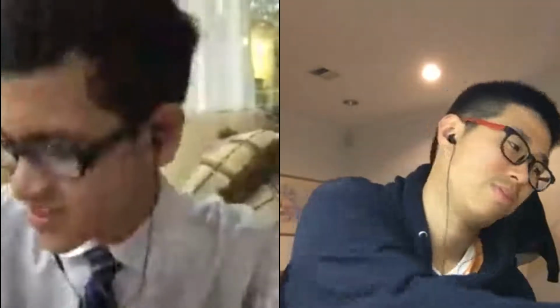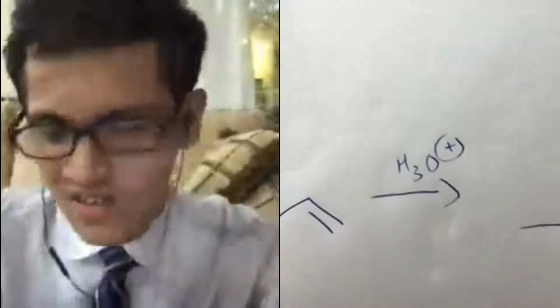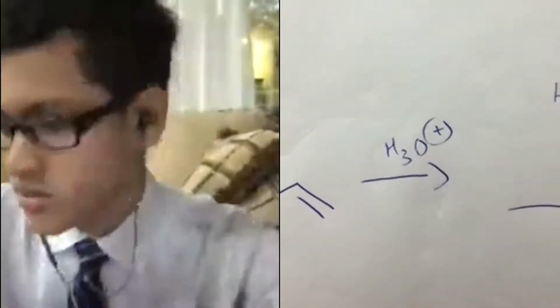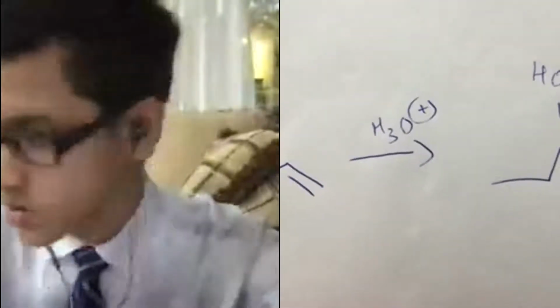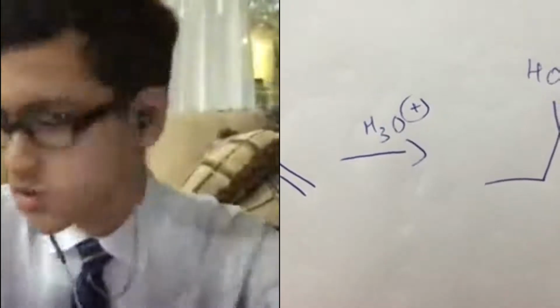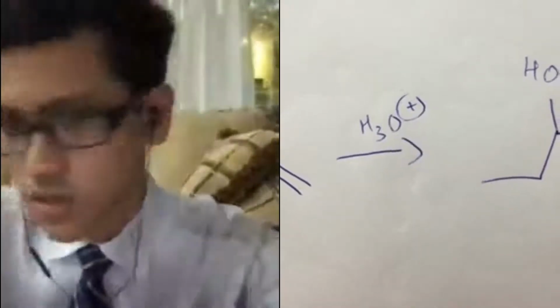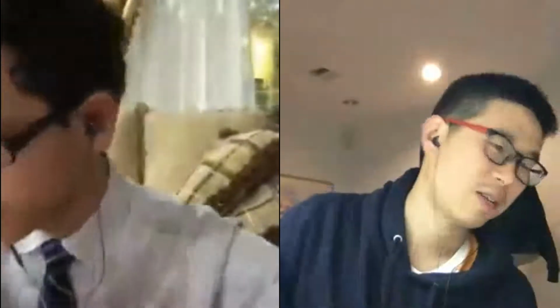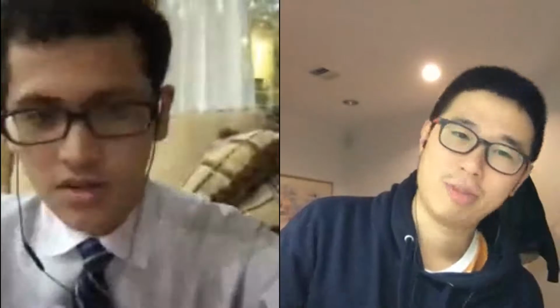Can you draw the mechanism? Wait, what's the structure again? Sorry, I have to copy it. Build one in. So that is built in. Okay, and OH. Okay, thank you. The question is just basically, why in the world do you get a racemic mixture? Or explain with mechanism how you get a racemic mixture. Okay.